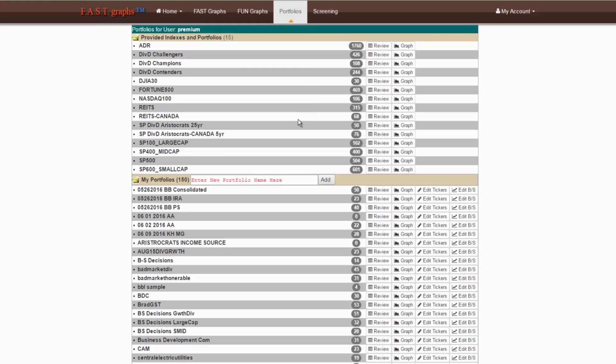And they include things like the Dividend Aristocrats, the S&P 500, the Fortune 500, the Dow Jones Industrial Average, David Fish's Dividend Challengers, Champions, Contenders. For the growth sector, we have mid-cap and small-cap stocks, as well as NASDAQ 100, etc. And what I'm going to do with this video is show you how you can utilize this series of preloaded portfolios to screen for stocks, fairly valued stocks, very effectively.